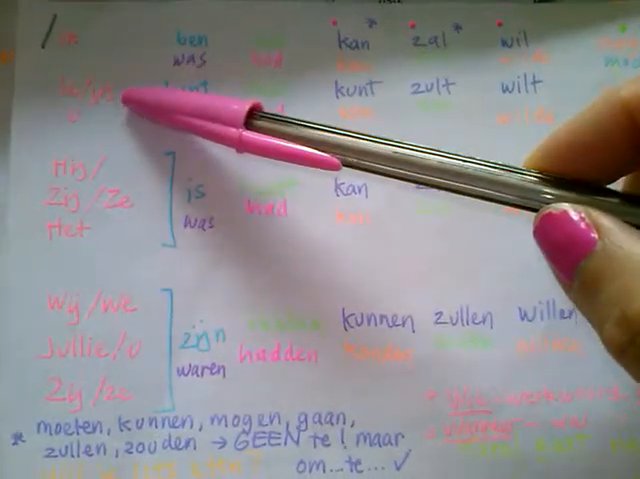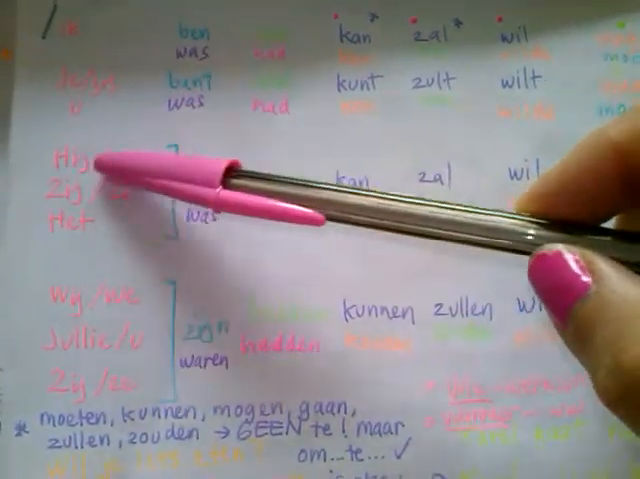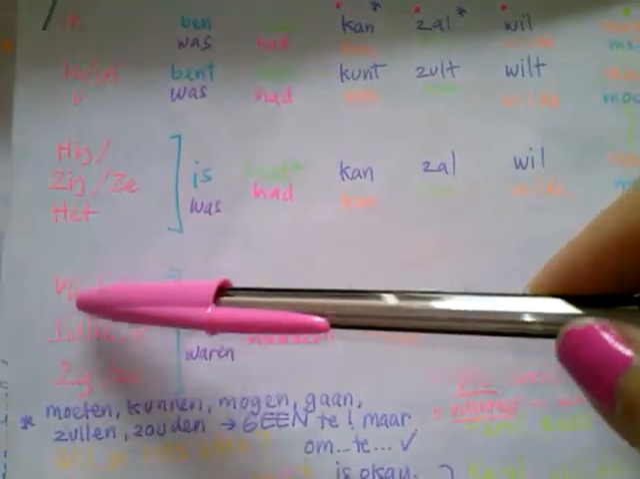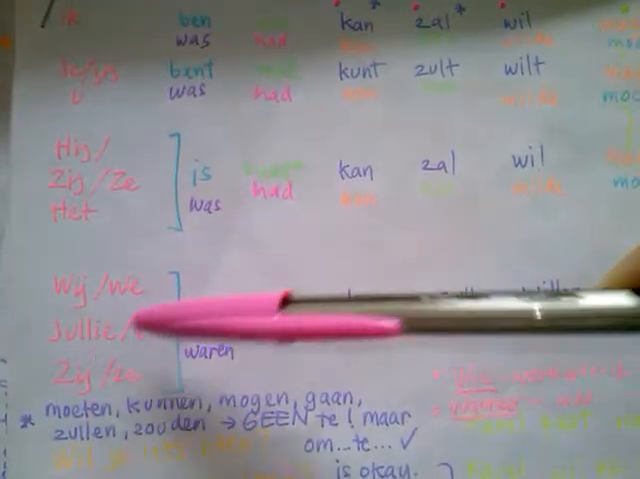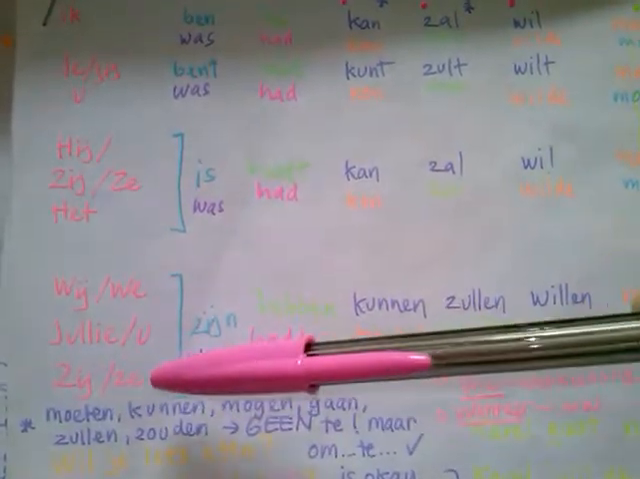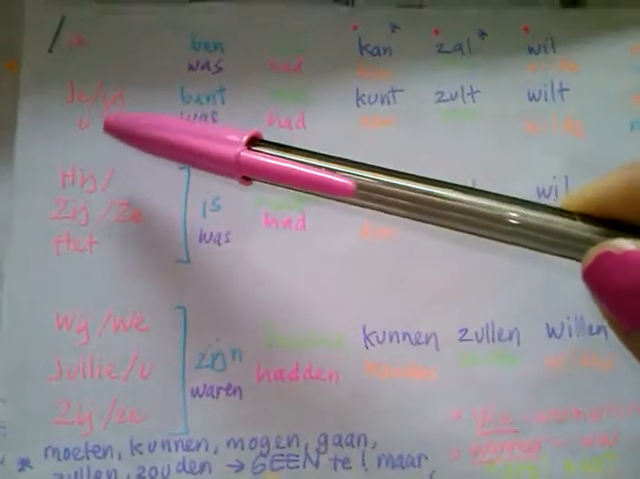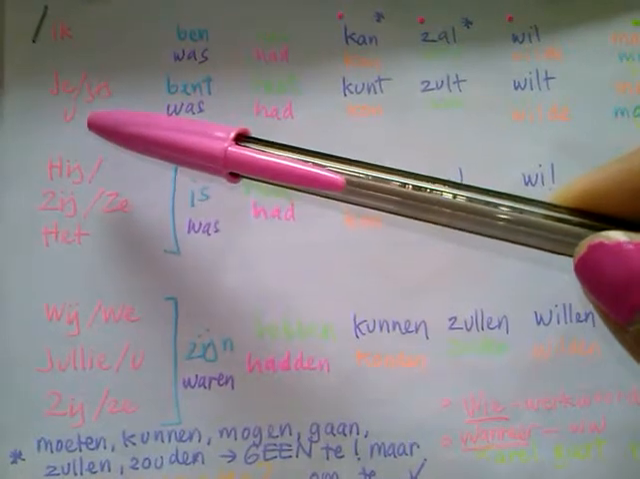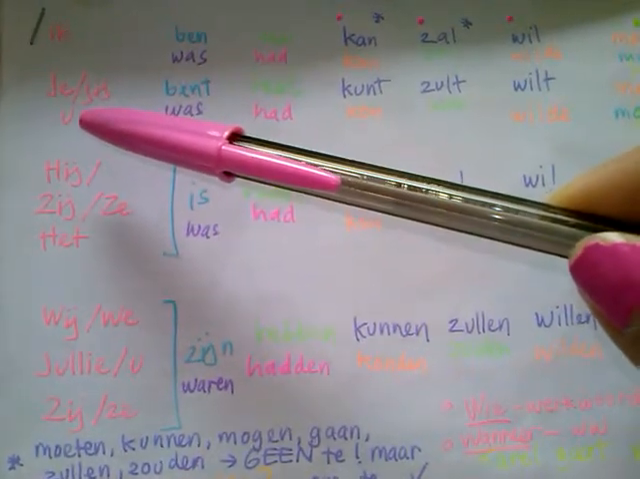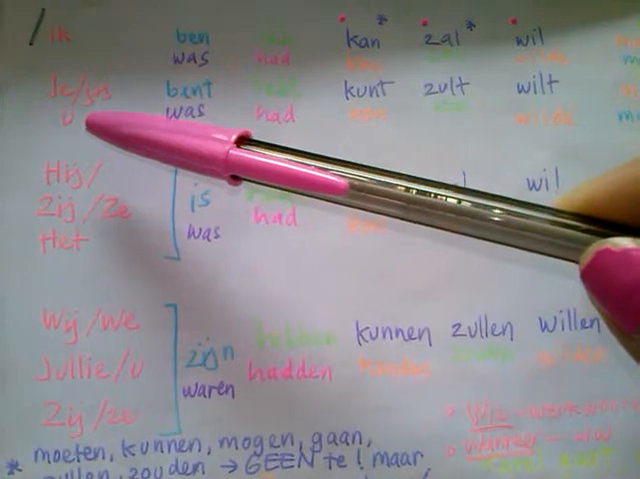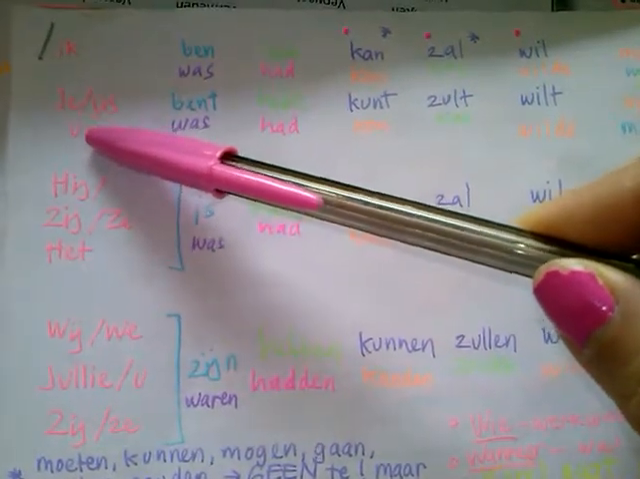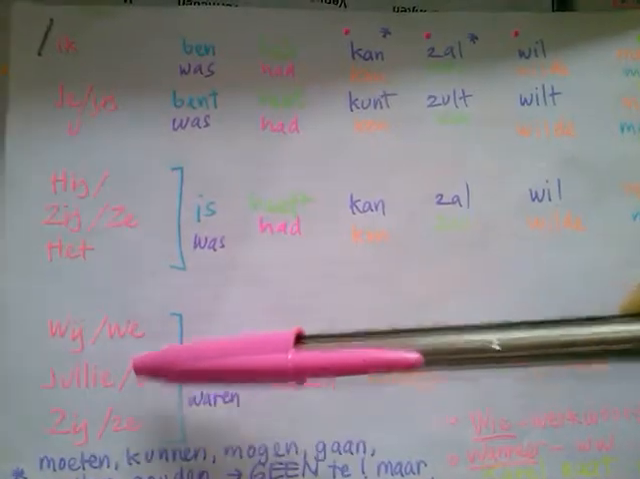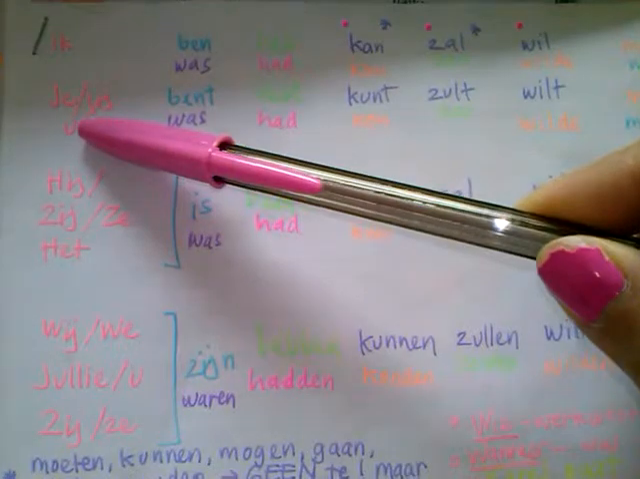Je of jij. U. Hij. Zij of ze. Het. Wij of we. Jullie of u. Zij of ze. If you meet someone for the first time, or you meet your senior, or you meet your boss, the person that you respect, you call him or her with u. Also for older people, u.